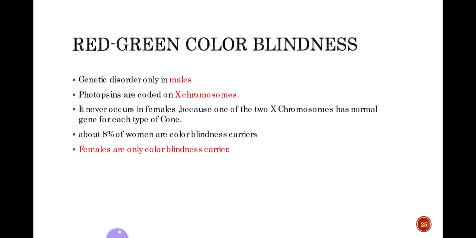What is red green color blindness? As it is a continuation of the previous slides, it is a genetic disorder that occurs mostly in males. It is X-linked and rarely occurs in females, because one of the two X chromosomes has the normal gene for each type of cone. So females are mostly color blind carriers. It's very rare that they become color blind. About 8% of women are color blind carriers.